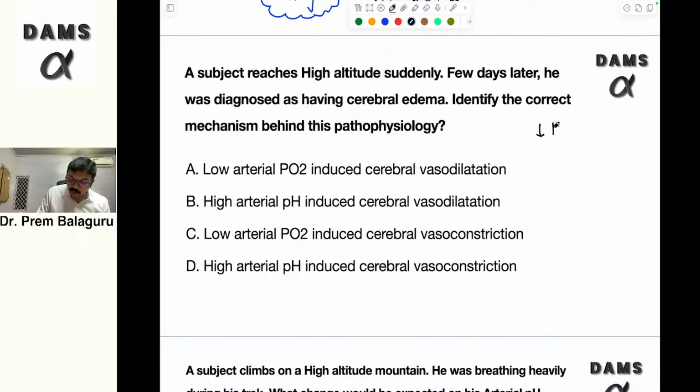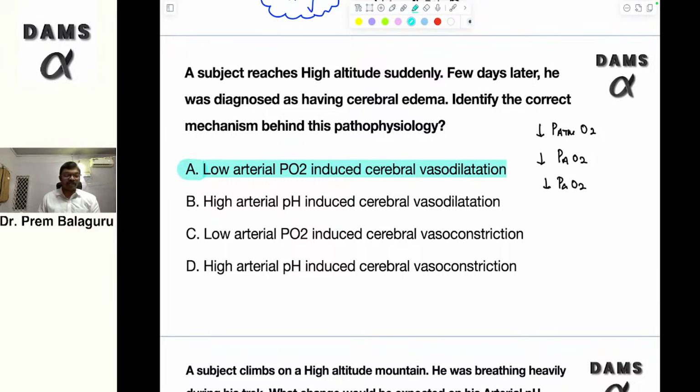Just because there is a drop in atmospheric oxygen, there will be a corresponding drop in alveolar oxygen. As a consequence, there will be a drop in arterial oxygen. Every time arterial oxygen level goes down, this hypoxia is going to induce vasodilatation, and A is the right answer for this question, guys. Low arterial oxygen induced cerebral vasodilatation is the reason behind cerebral edema.